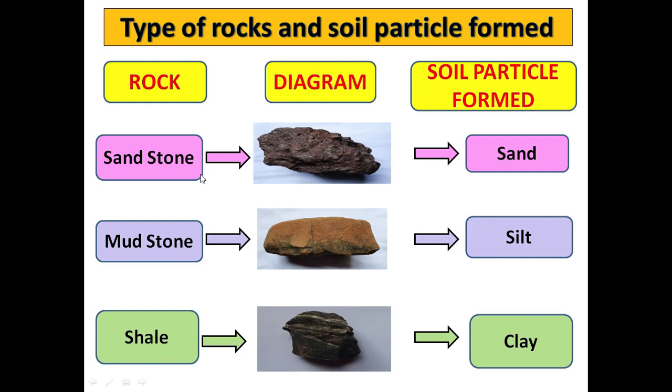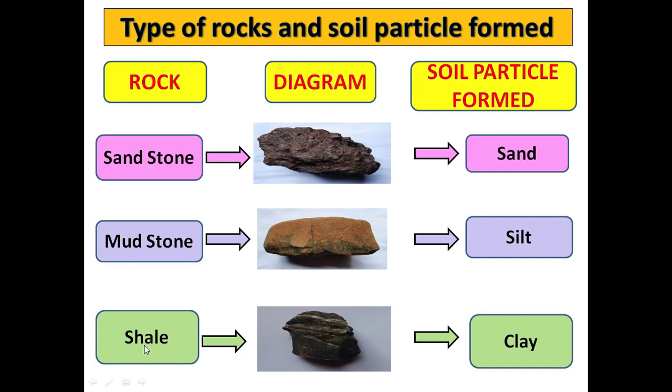Now the second example of rock is the mudstone. And here is the diagram of how the mudstone looks. And the mudstone forms silt soil.